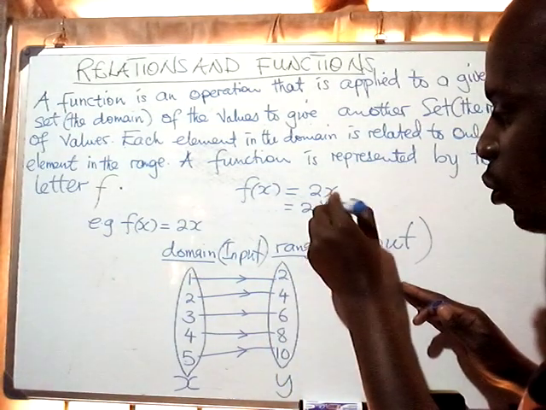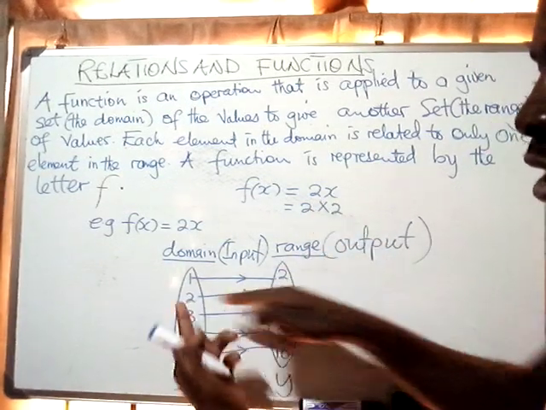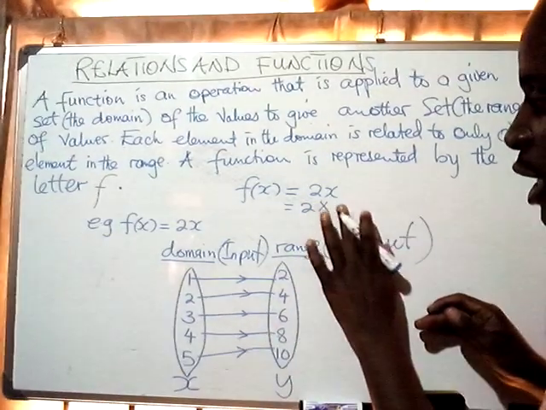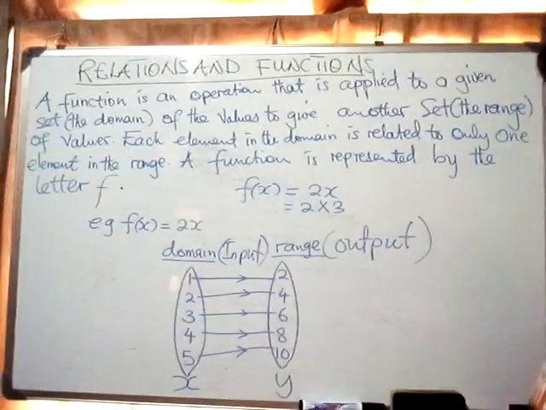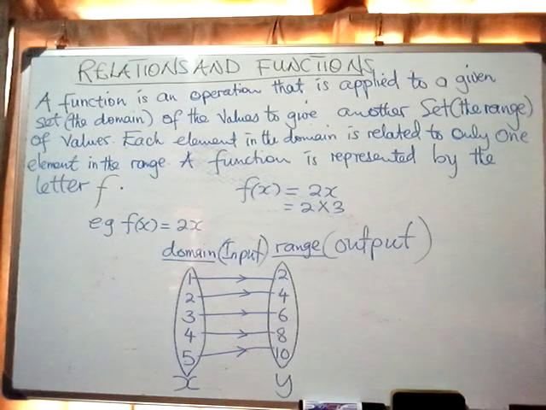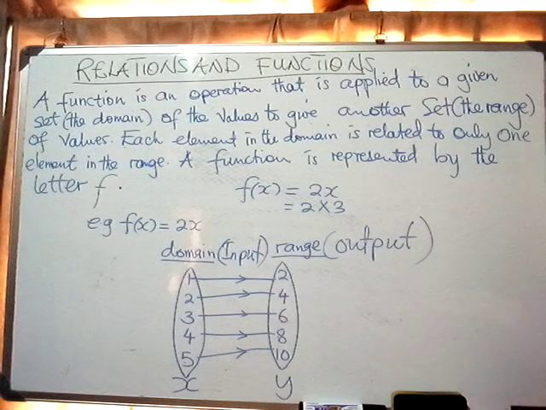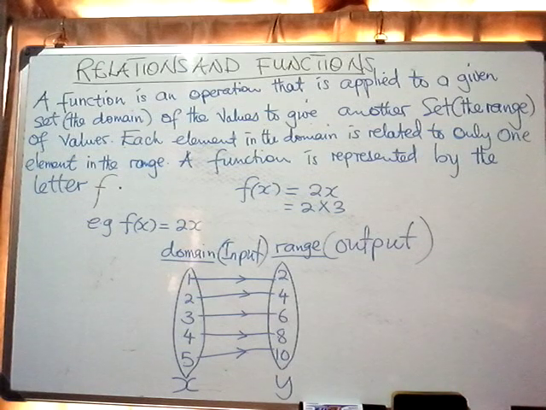If x is 2, we substitute x with 2. It will be 2 times 2, the answer will be 4. If we substitute 3, it will be 2 times 3, we have 6. Until we finish, we substitute 5, then we have 10. So such kind of mathematics or such kind of relations are known as a function.